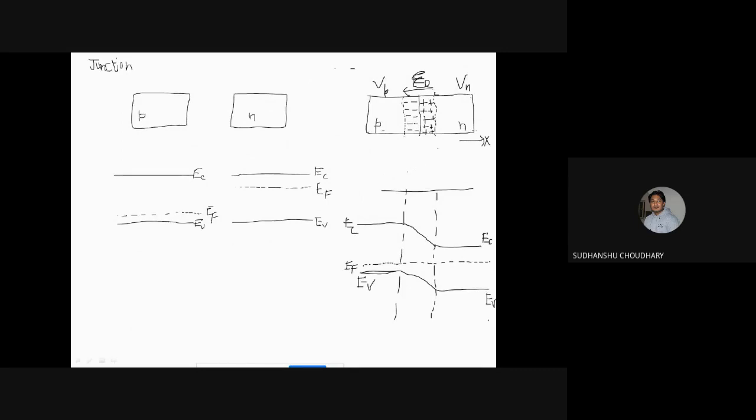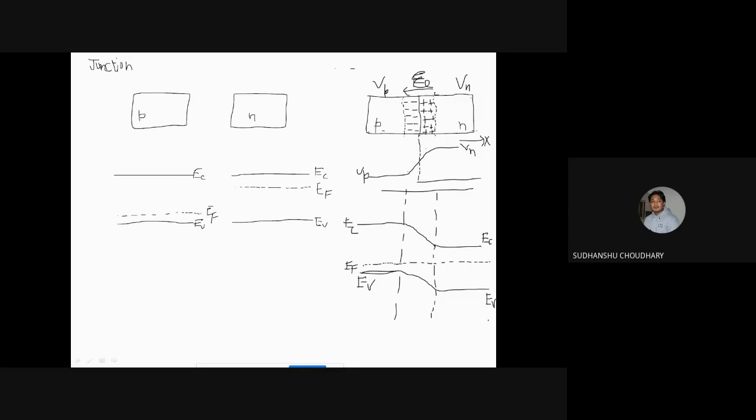Okay, so the electrostatic potential profile would be, I mean, here I have constant potential, and then the potential changes because of the electric field in the region, and then the potential minimizes, and then finally again it becomes constant, equal to Vp, and this was equal to Vn, right? So at the junction, the electrostatic potential profile would be somewhat like this.